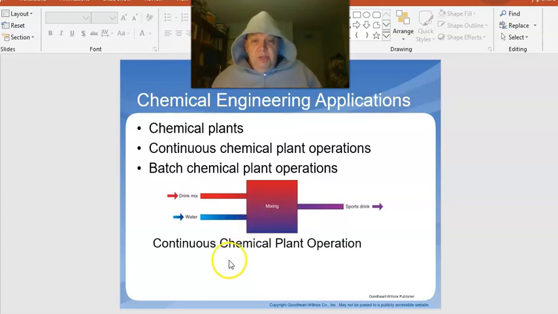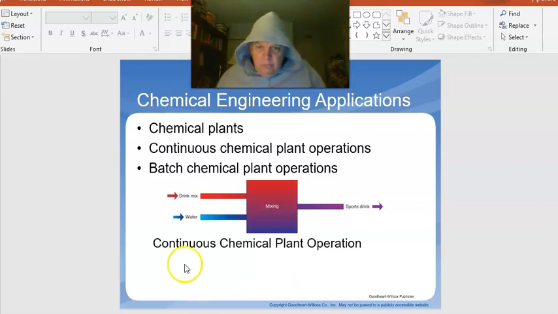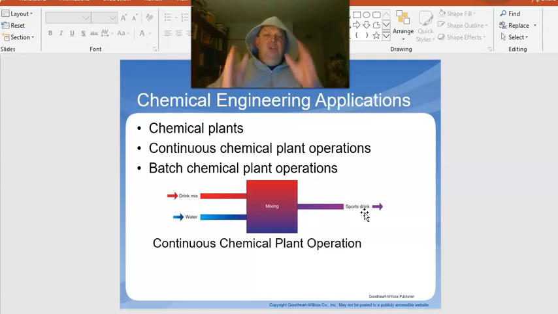Another example would be a continuous chemical plant operation, where it's an ongoing thing. There's an ongoing demand. So if you look at this picture here, you've got the drink mix and the water, and the chemical plant operation is actually making it. And then out comes your sports drink. So again, with a continuous chemical plant operation, you're operating 24/7. You're not shutting down production, whereas a batch chemical plant operation is only for a certain number, and that's it. We don't have to worry about it.